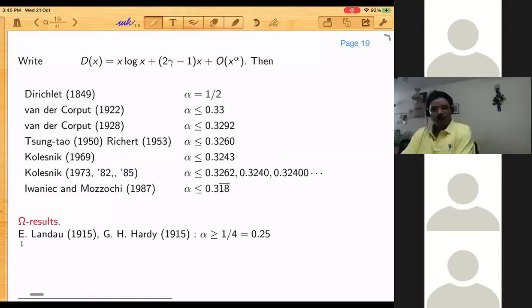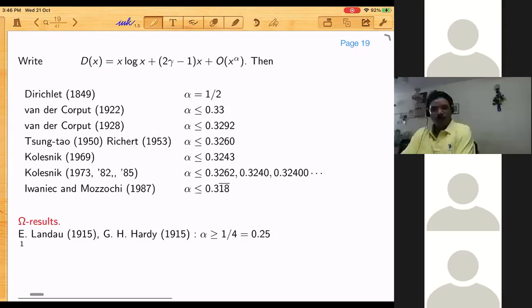Wander Karput, he again improved in the second decimal place, 0.33. Tsung Tao and Rickard improved in the third decimal place. So you see the difficulty of the problem. Improving this takes so much time, 28 to 1953.